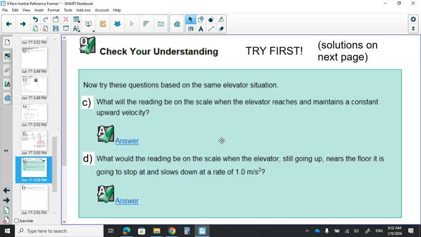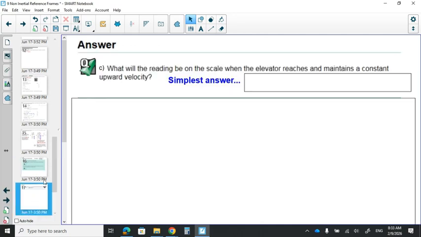So what would the reading on the scale be if you're maintaining a constant upwards or downward velocity? And what would the reading on the scale be if you're still going up and then the acceleration starts to slow down? So we have an acceleration in the negative direction, right? Part C is easier than you'd maybe think if you're not noticing the difference.